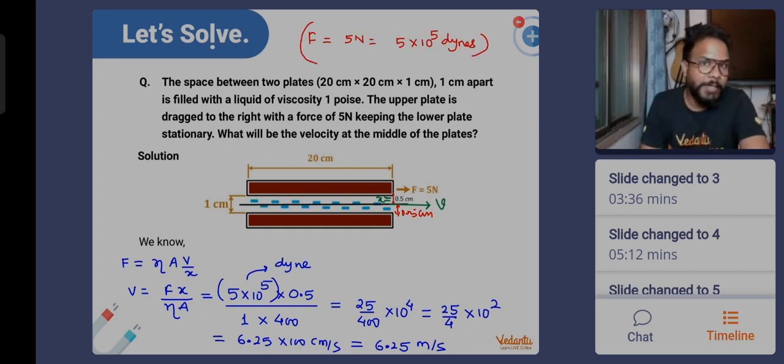And the rest of the values are already given in CGS units. So force is 5 into 10 to the power 5 dynes. The value of this distance is 0.5 centimeters. The value of eta is already 1 poise. And the value of this area is 20 into 20, 400 centimeters squared. So just writing it in CGS units only.